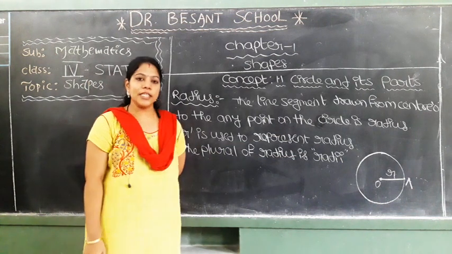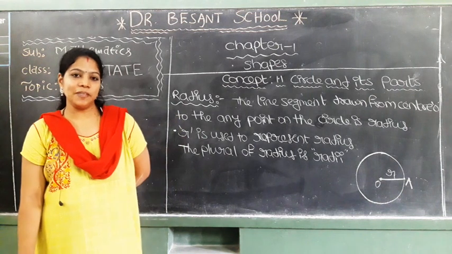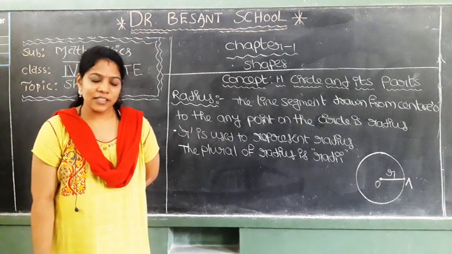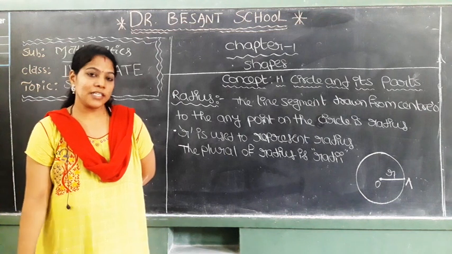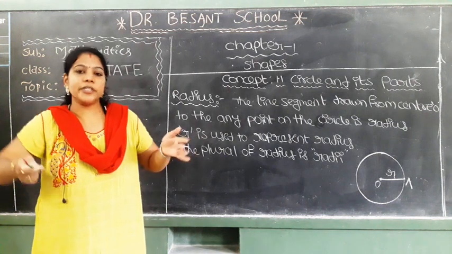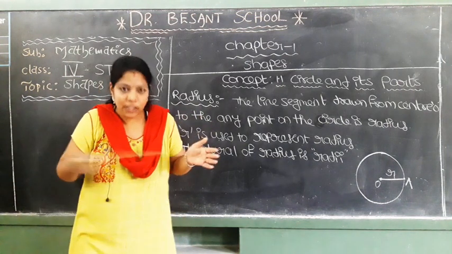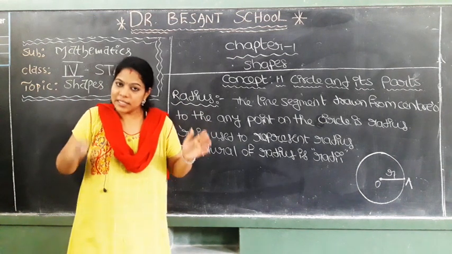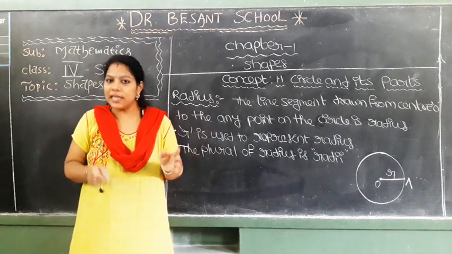What is the next part of the circle? Good children, chord. Everyone remember about chord? What is chord? The line segment drawn between any 2 points on the circle is called as chord.